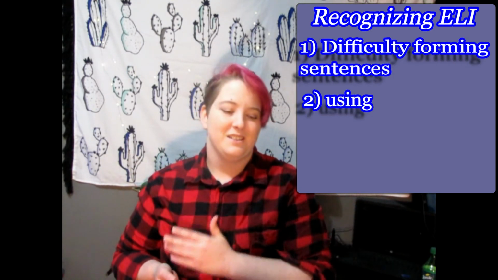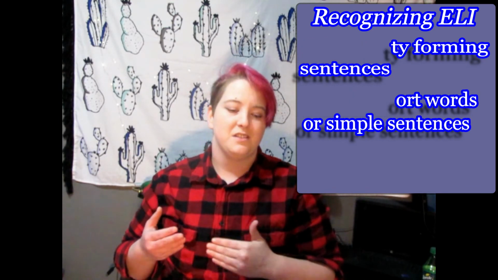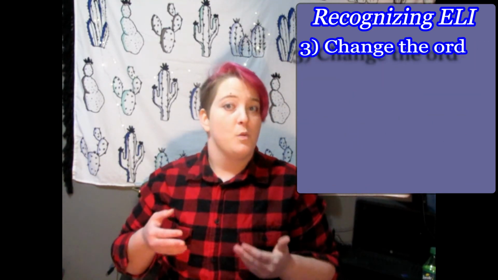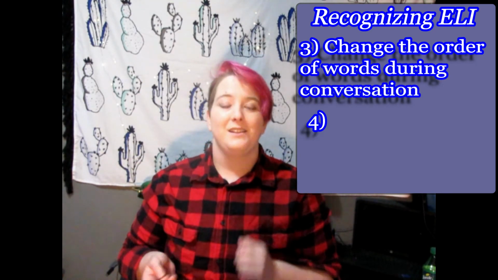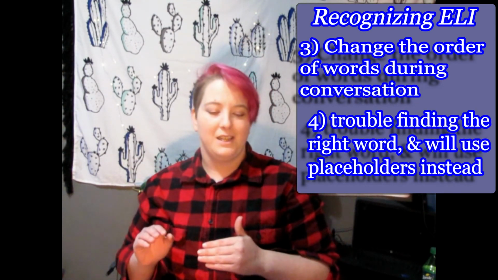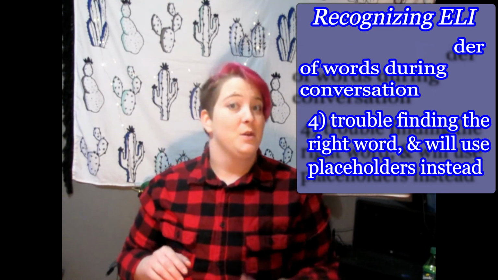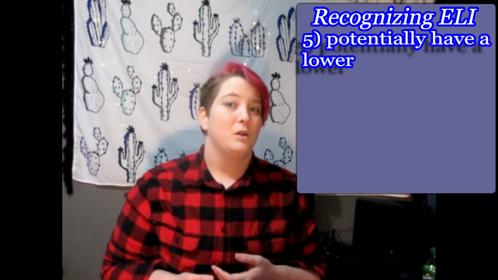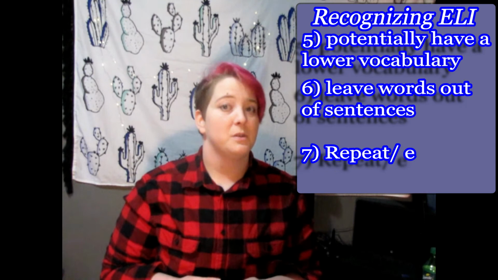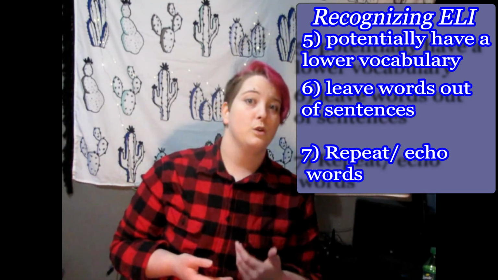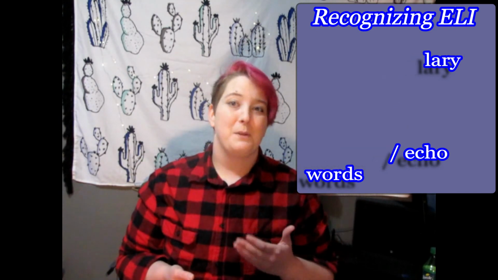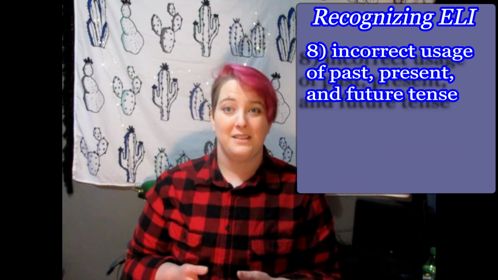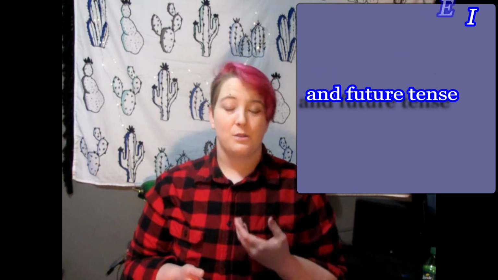Difficulty with forming sentences, using short words or simple sentences, mixing up or changing the order in which a word appears in a sentence, trouble finding the right words when talking, and using a placeholder when necessary, such as um or ah. They may sometimes have a lower vocabulary than their peers. They will also leave words out of sentences. They will sometimes also repeat or echo words or questions. And finally, they may sometimes use past, present, and future tense incorrectly. Those are the main symptoms I found for the expressive language impairment.